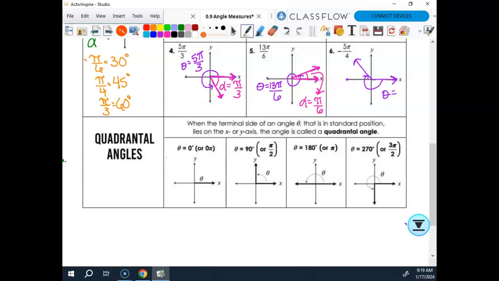negative 5 pi 4ths. Oh, that's a 4. I don't know what's going on with the board. Sometimes it skips. There we go. Negative 5 pi 4ths. So then what is your reference angle?